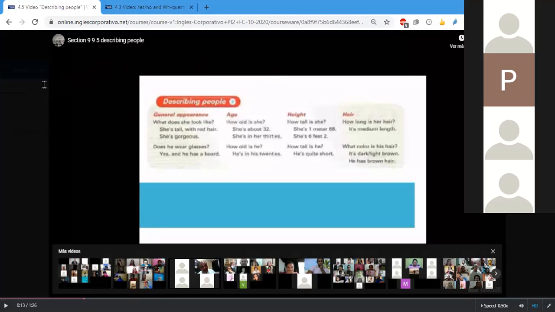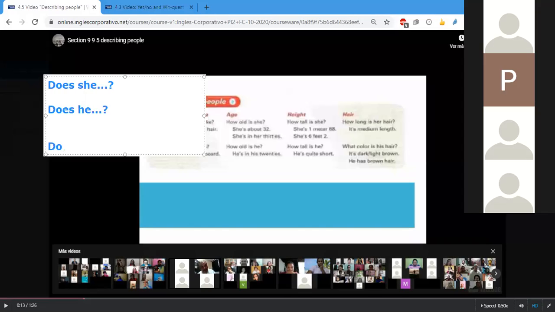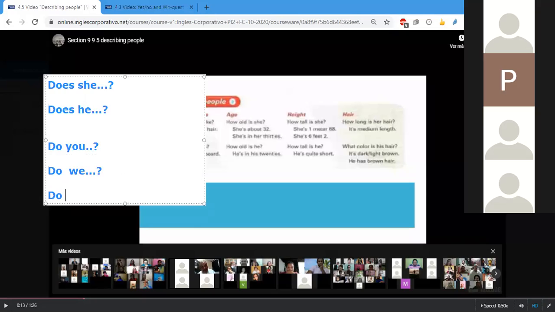Okay, remember, this is general appearance, general question. Here they're talking about what does she look like? Okay, what does she look like? And then remember that we use does she? And then we use does he? And then do you? Or the R is do. Do you? Do we? Do they?